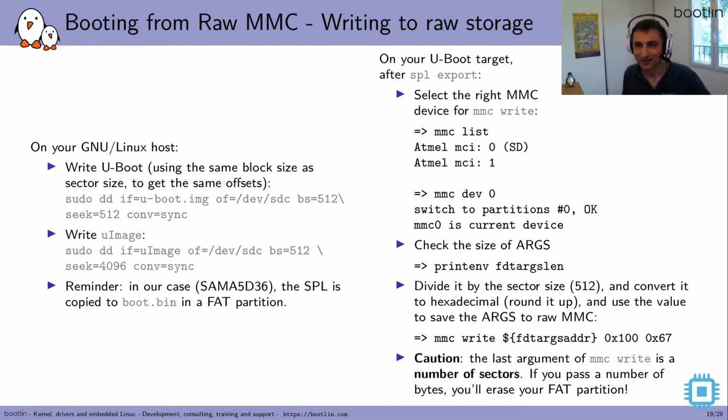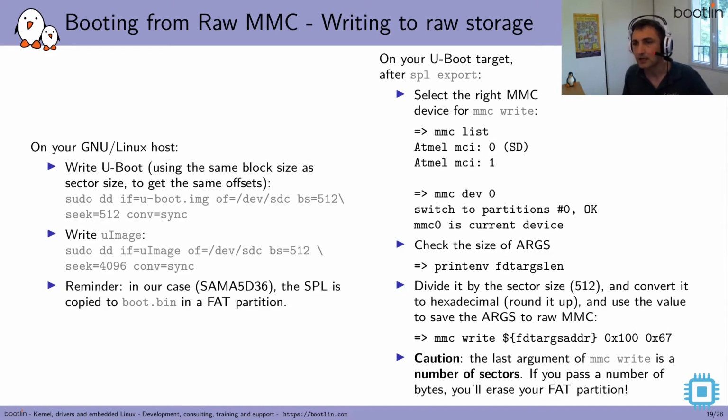So here are the steps to write to raw storage. On your GNU/Linux host, you'll use the dd command to write U-Boot at the right offset. Here we propose to use the same block size as the sector size to get the same offsets as in the table that we proposed before. You'll also write U-image with dd. As a reminder, here the SPL is copied to a boot.bin file in a FAT partition.